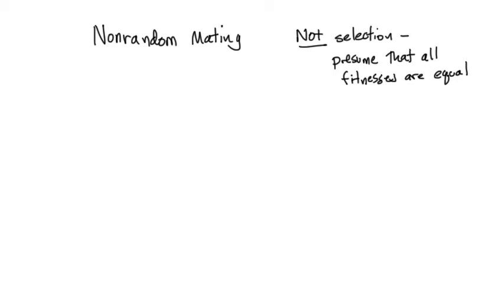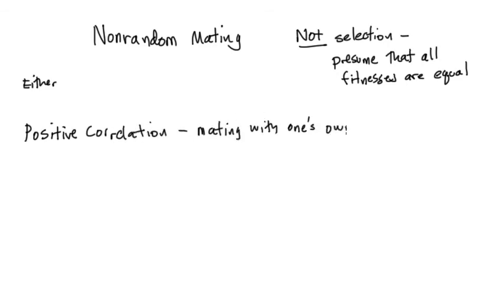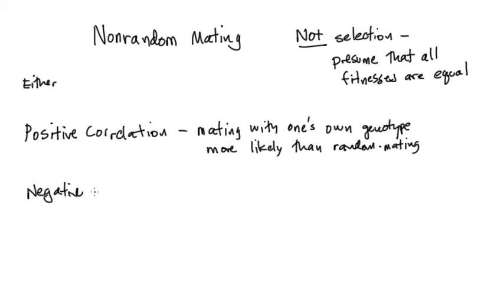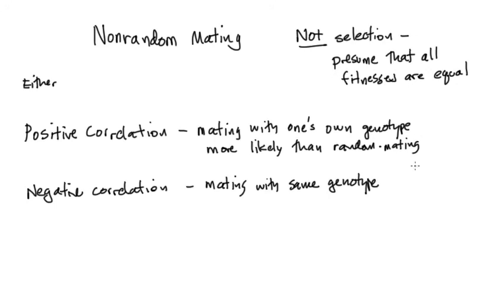Non-random mating takes one of two possible forms. You can have positive correlation between mates, in which individuals are more likely to select a mate of their same genotype. If I'm a red flowered plant, my likelihood of mating with another red flowered plant is higher than the 60% frequency of red flowers, and my likelihood of mating with a pink flowered plant or a white flowered plant is lower than their respective frequencies. Or you can have negative correlation, in which you're less likely to mate with another individual with your same genotype than what would be expected under random mating.